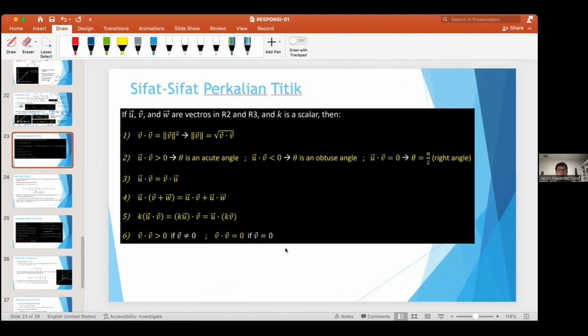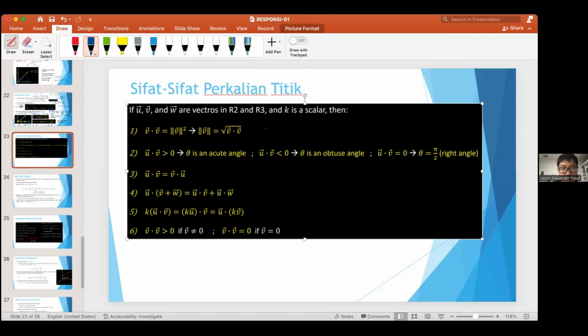Next. Okay, these are just some properties of the dot product. So basically, if you take a look, if you do the dot product on the same vector, it will result in the square of the length. This is also important to note. And I think that you can have a look at it for yourself.